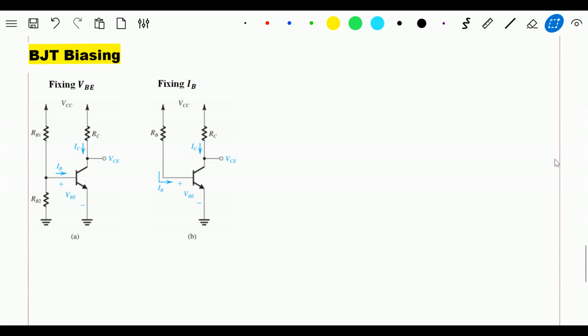Hello, let us now discuss in this video the different types of biasing that we normally use in common emitter BJT amplifier circuit designs. First, you can see on screen there are two circuits. In one circuit we do biasing by fixing the base emitter voltage. We also do biasing by fixing the base current. So this is the first circuit and this is the second circuit.